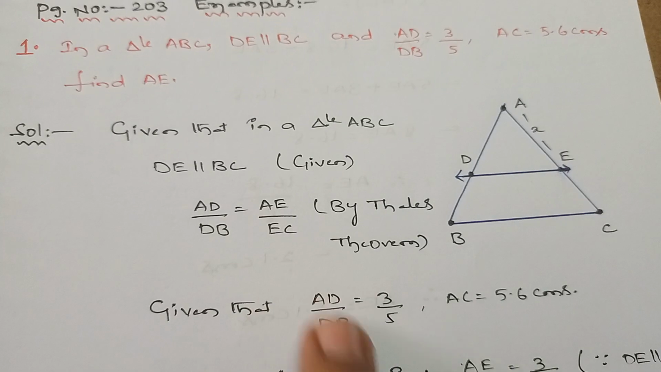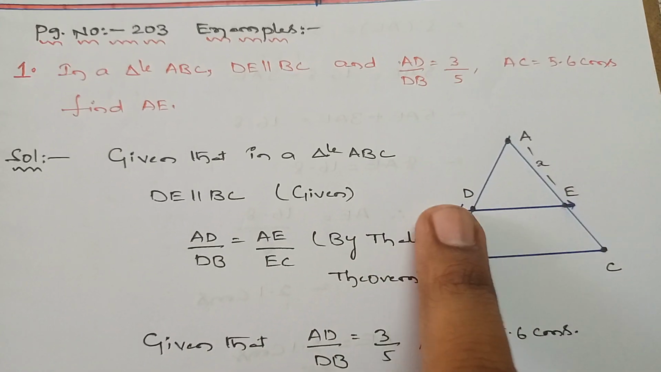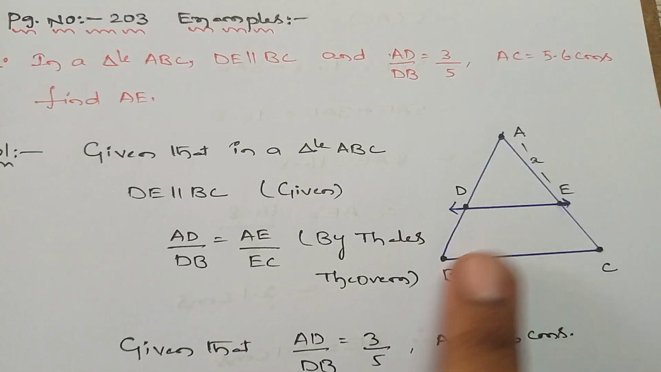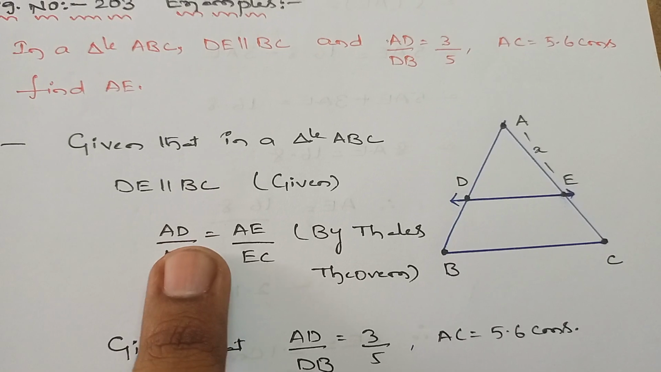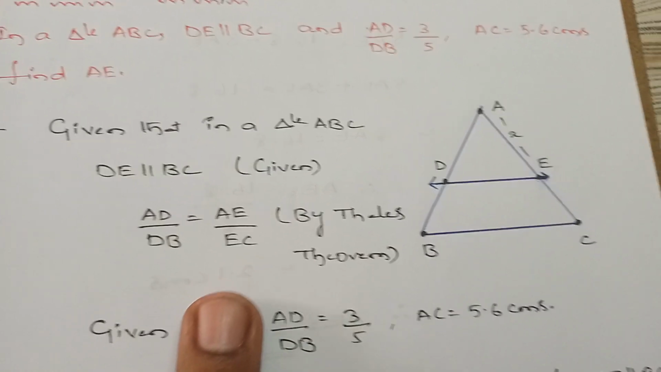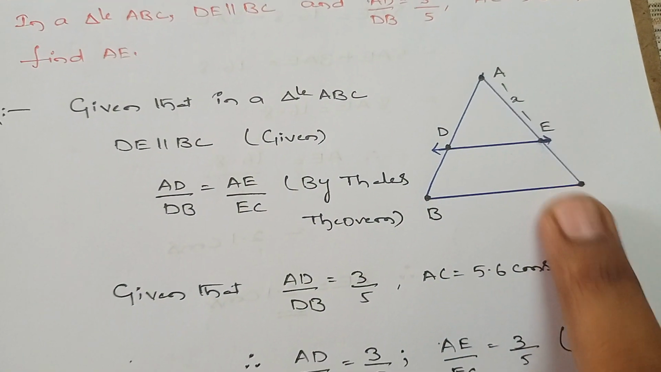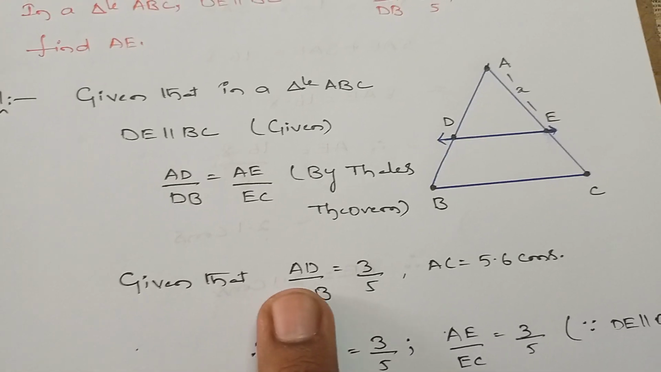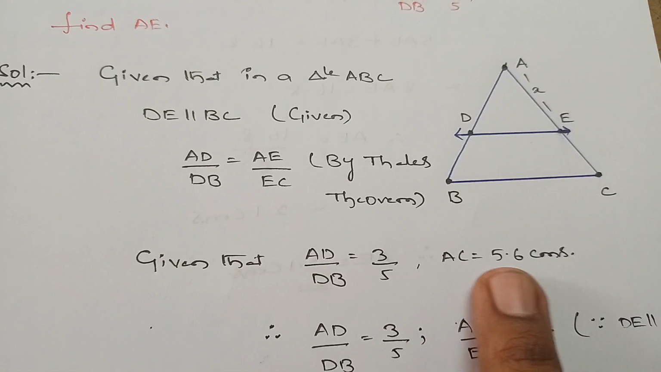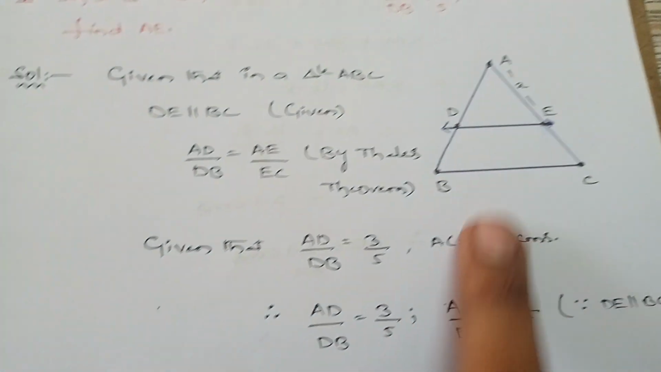So as per the Thales theorem or basic proportionality theorem, if a line is parallel to one side, then it divides the other two sides in the same ratio. So what we get, AD by DB equal to AE by EC, right? So AD by DB is equal to AE by EC. So mention the given dimensions here. AD by DB equal to 3 by 5 and AC is given as 5.6. Here we need to find the unknown value of AE guys.